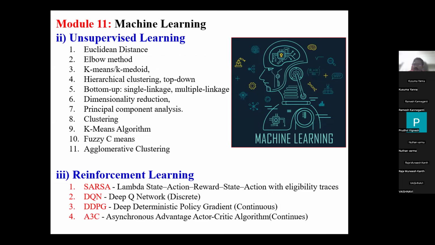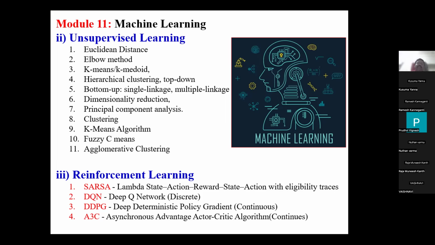Then unsupervised learning is where I don't know about the data, I don't know the target class, I don't know the label, but I would like to classify the data based on a similarity measure. How do you calculate a similarity measure? By using Euclidean distance. How do you calculate Euclidean distance? The formula is the square root of (x1 minus x2) whole square plus (y1 minus y2) whole square. If you have two points, x1, x2, y1, y2, based on that we calculate the similarity distance based on the Euclidean distance.